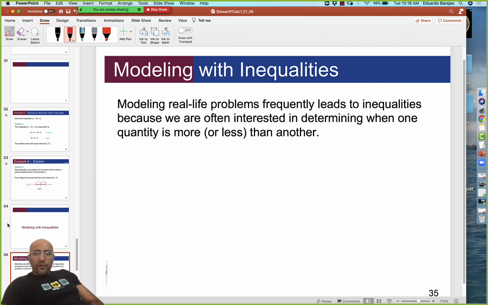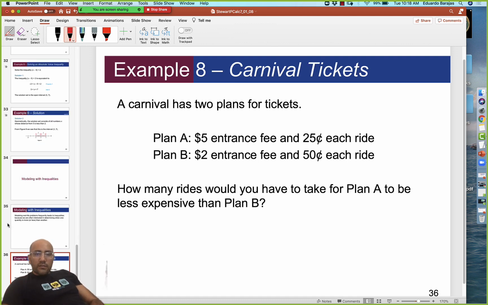Modeling real-life problems frequently leads to inequalities because we are often interested in determining when one quantity is more or less than the other. Okay, so let's look at this. A carnival has 2 plans for tickets. Plan A, you can pay a $5 entrance fee and then pay a quarter for each ride. Plan B, you can pay a $2 entrance fee and 50 cents for each ride. How many rides would you have to take for Plan A to be less expensive than Plan B?